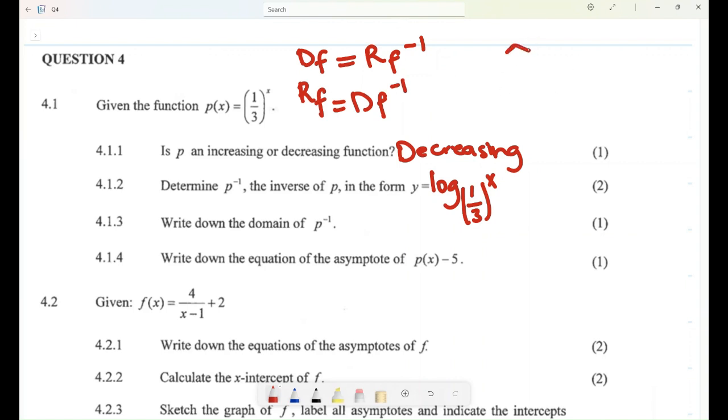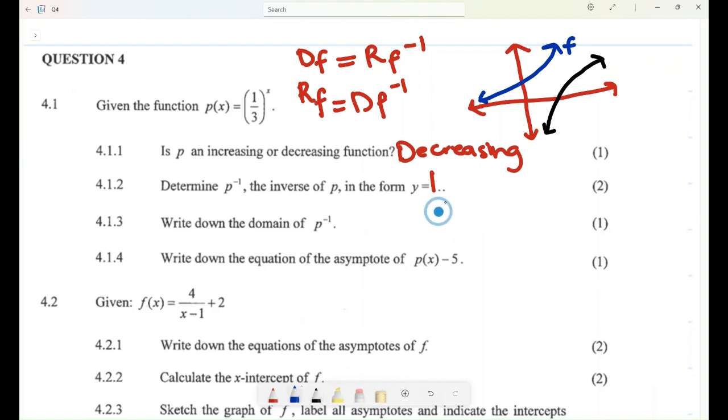If I'm having a function like this, an increasing function like this, an exponential function. So let's say this is f, and then we draw its inverse. Its inverse is going to be an increasing function also. Let's assign this as the inverse.